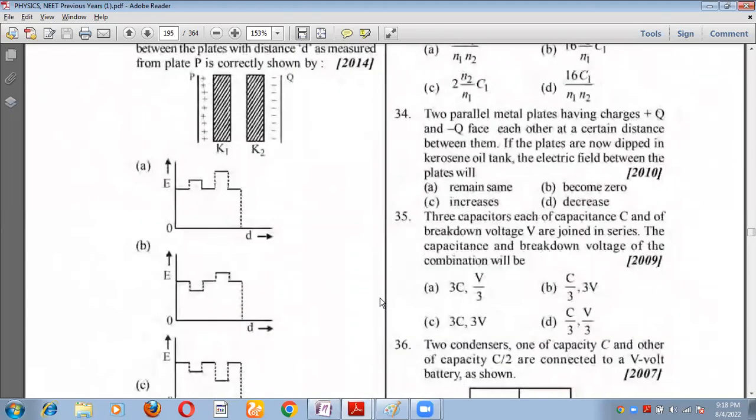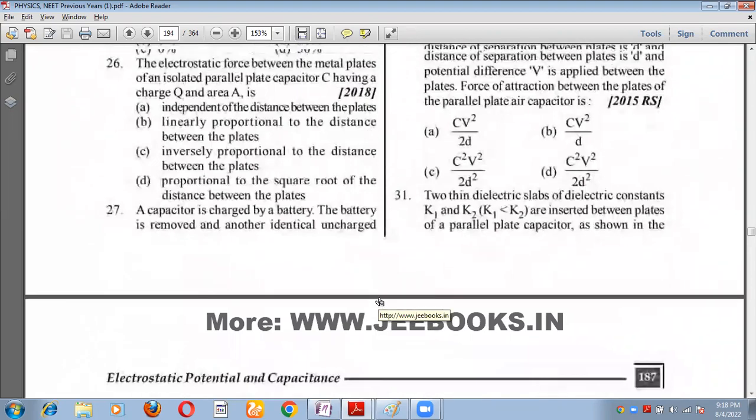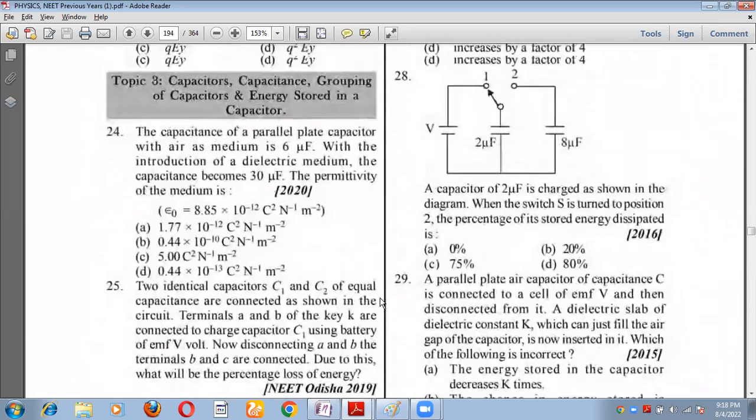So are you getting the thing, Kulsum? Are you preparing for NEET or JEE? NEET, sir. For NEET.